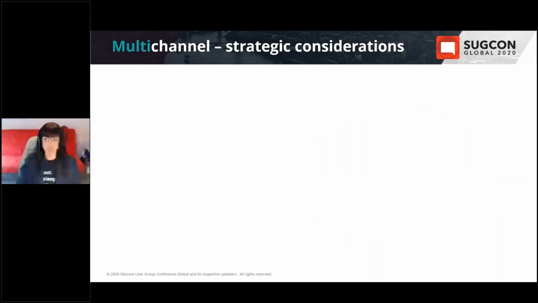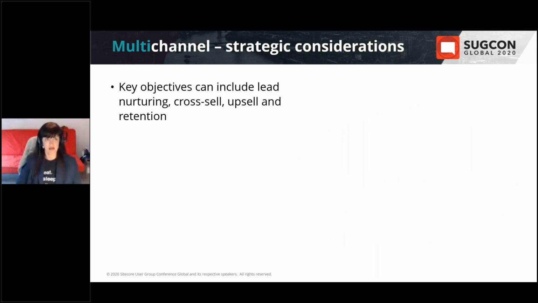So some strategic considerations for multi-channel. Key objectives in this kind of site often include things like lead nurturing across the channels, cross-sell, upsell, retention, and things like reducing cost to serve. Journey mapping. Cannot do it without the journey mapping here. You need to at least have an understanding of how your customers are moving across all those channels so you know where you want to personalize for them.